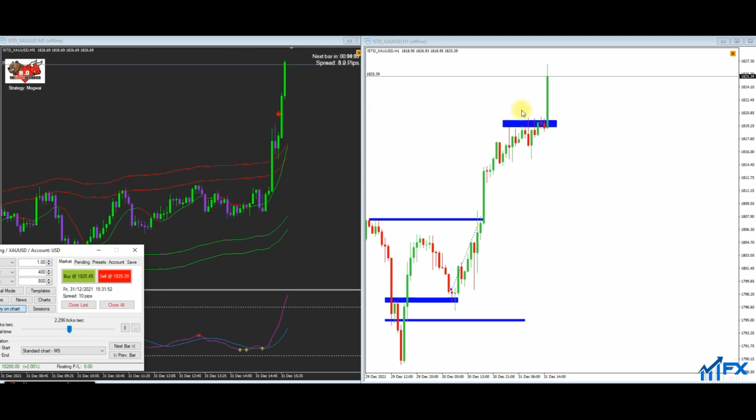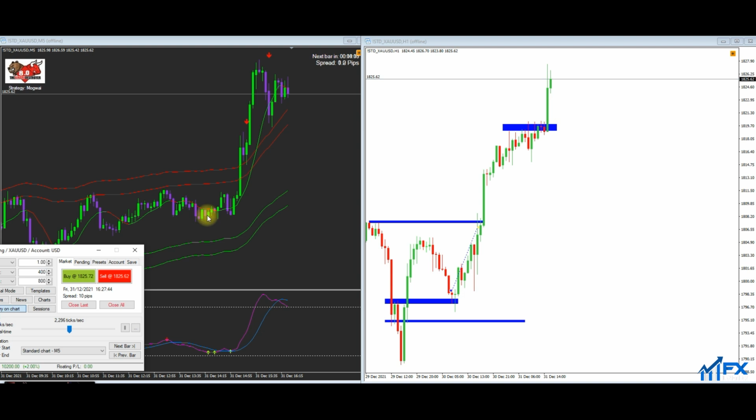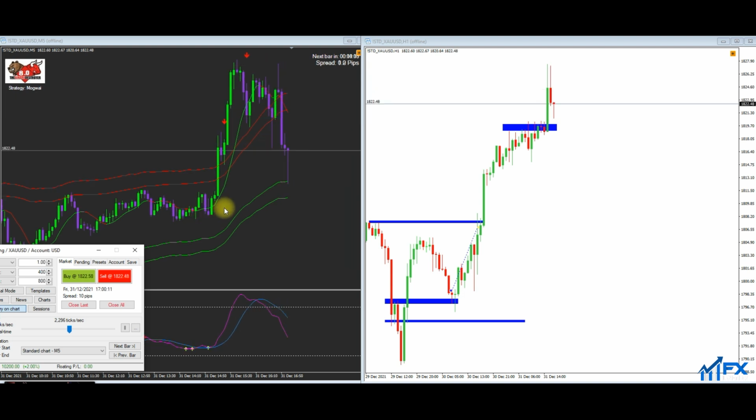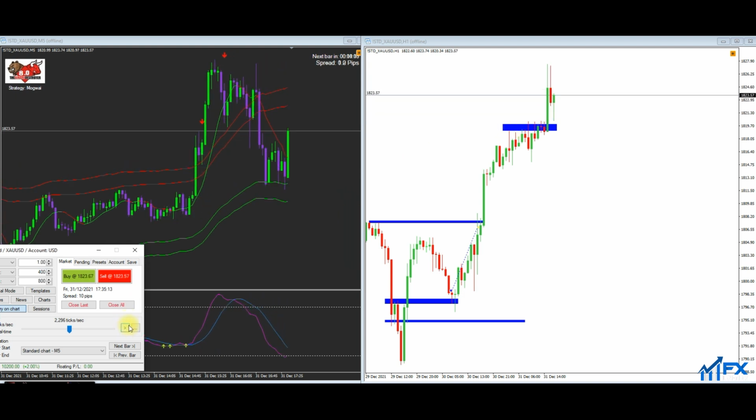Okay, so we break it. Okay, so I was wrong on that one. Okay, and again, I'm just going to pause it here. It looks like the resistance area for this is now at the top. Look at the rejection wicks again.